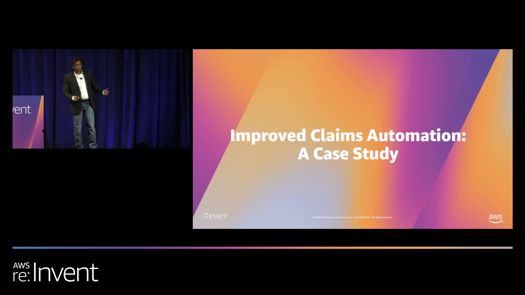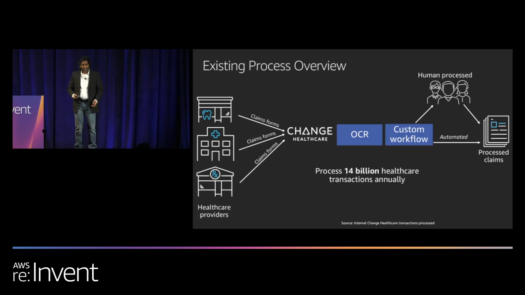In this case study, I'm going to go over how we utilized SageMaker Debugger in improving our model efficiency. Using a case study, I'm going to go through the overview. This is our existing process, where we receive a lot of claim forms from our healthcare providers. They fax the claim, they send us images. Our goal is to automate this whole process as much as possible. So we have deployed an OCR and a custom workflow. This has been in production for the last 10 years. We process many different types of forms, and almost 14 billion transactions go through the system.